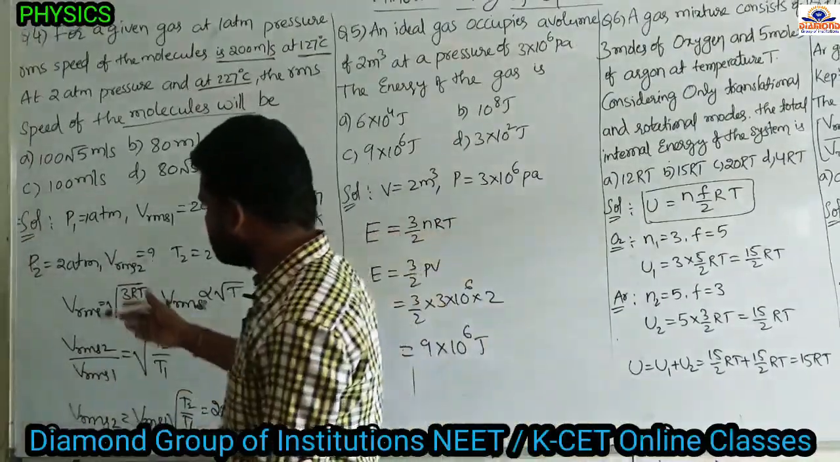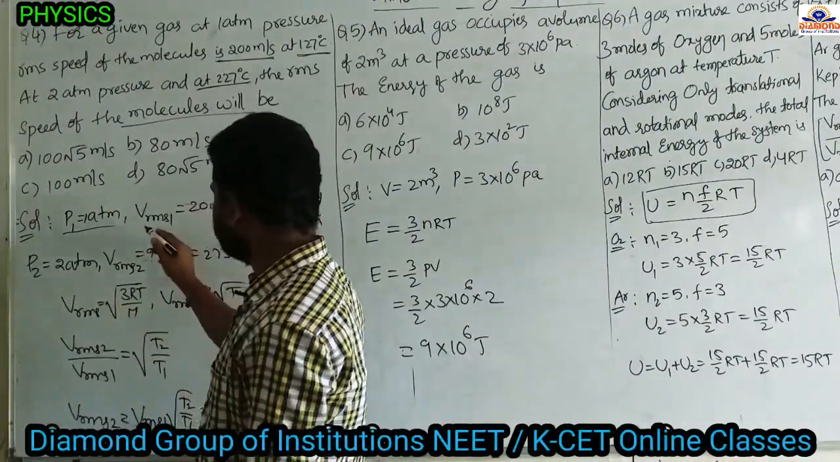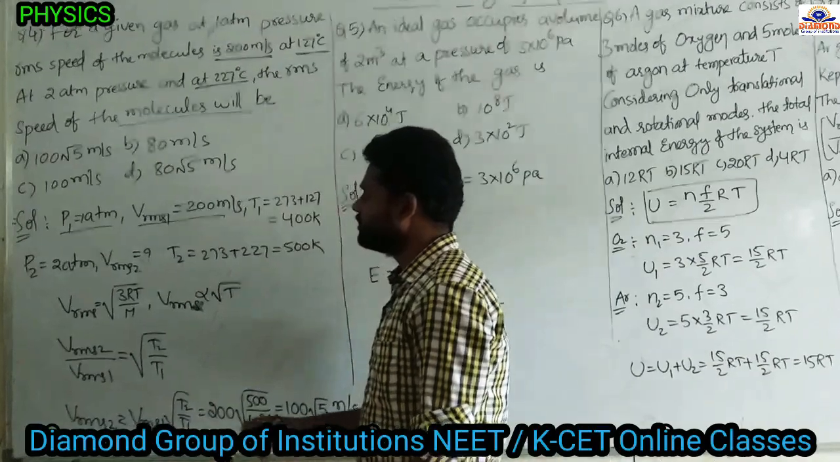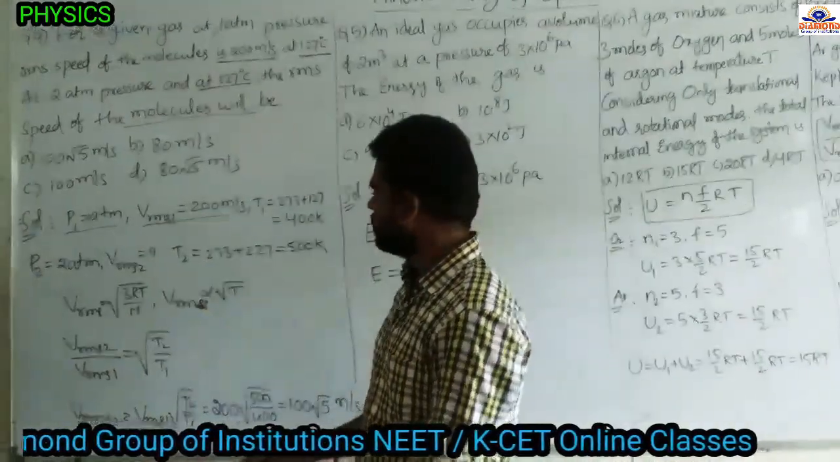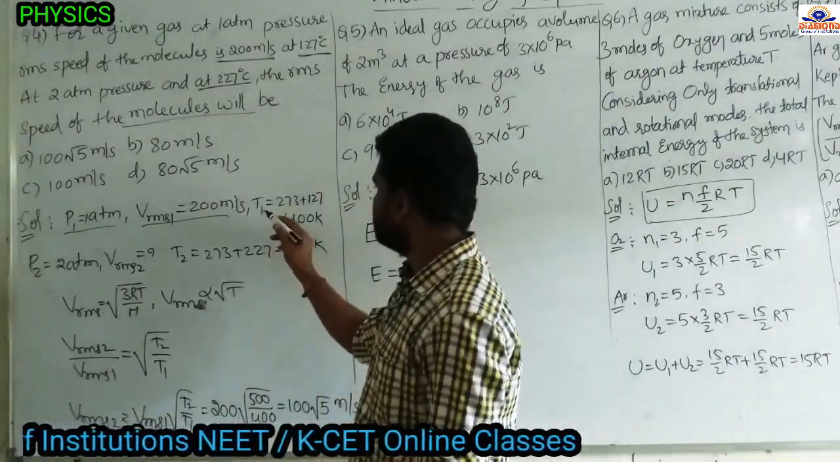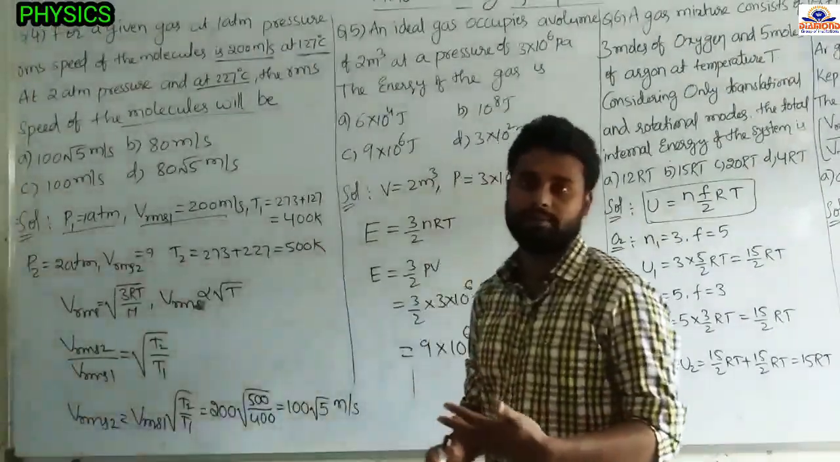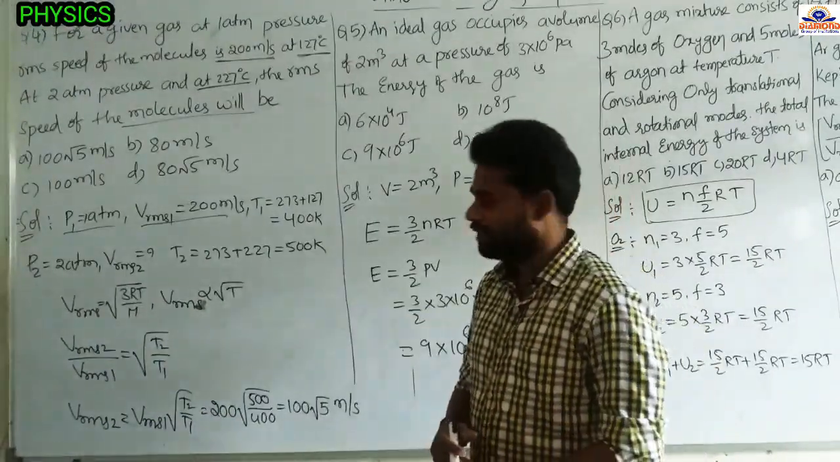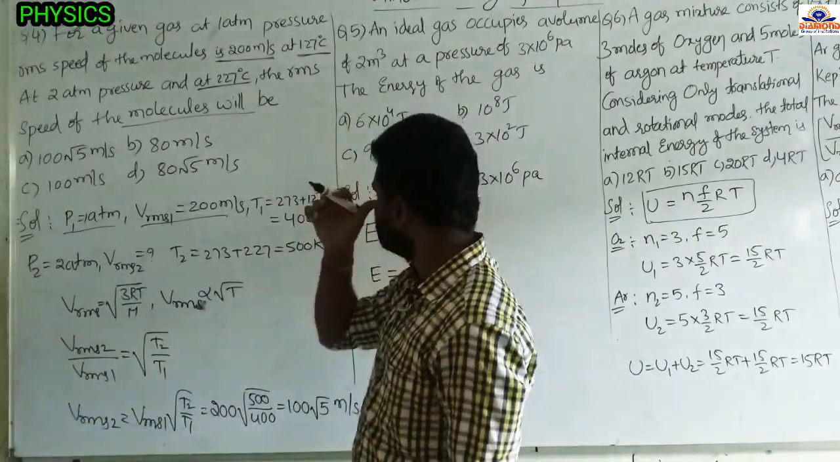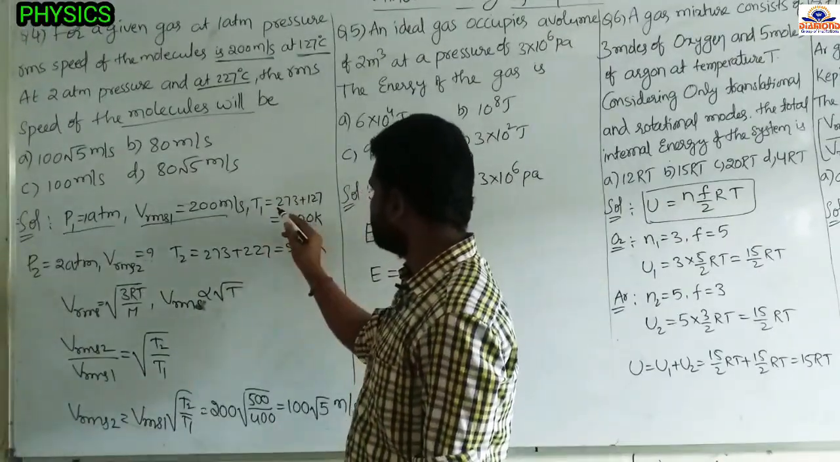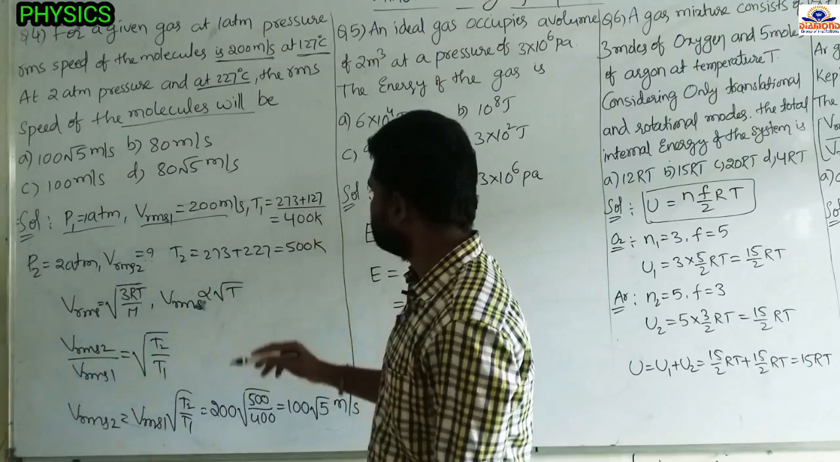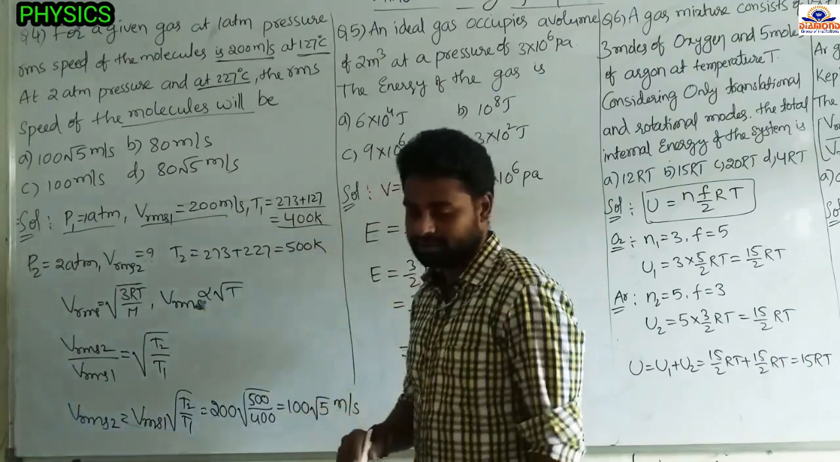Okay, they are asking the RMS speed at 227 degrees centigrade. The initial pressure given is 1 atmosphere, RMS speed given 200 meter per second, and the initial temperature is T1. Whenever we are finding the RMS speed, we have to convert the temperature into the Kelvin scale. Here the given temperature is in degrees centigrade, so add 273: 273 plus 127 equals 400 kelvins initially.